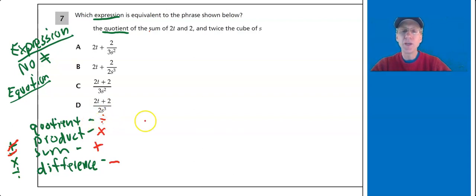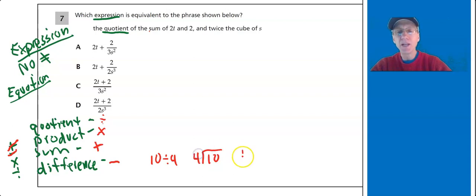Division can be shown in 3 ways, so let's make sure you understand that. Let's say I have 10 divided by 4. I can show it with a fraction. A fraction form is also a way of showing division. 10 divided by 4. This is 4 parts to make a whole. I have 10 parts.